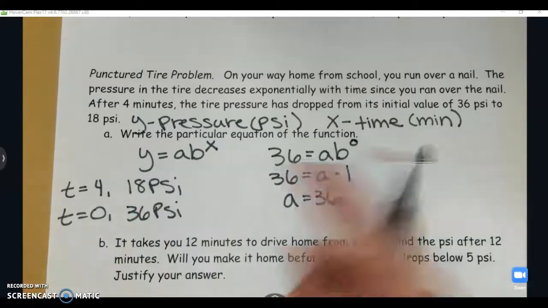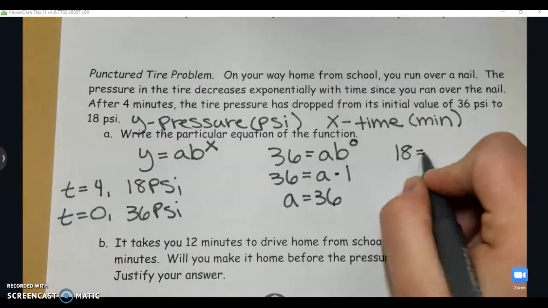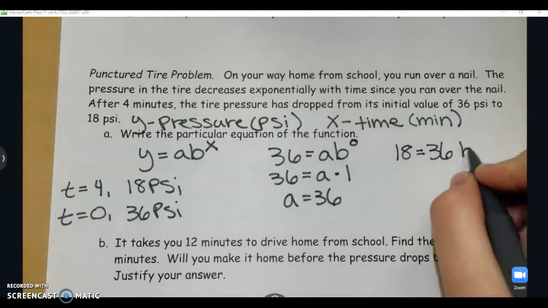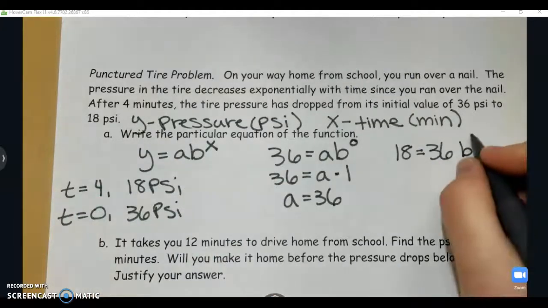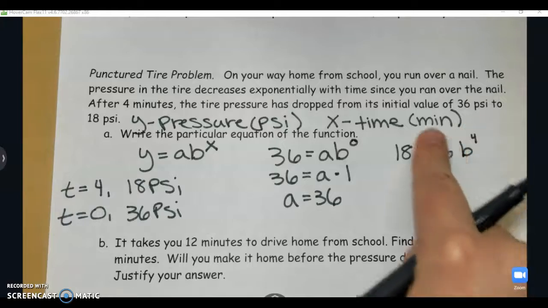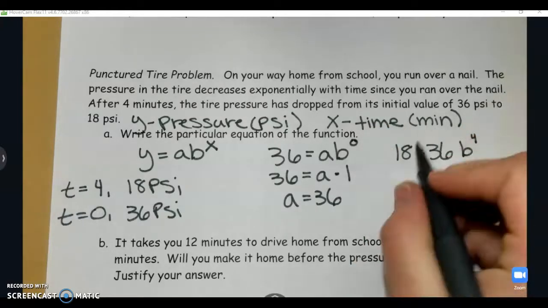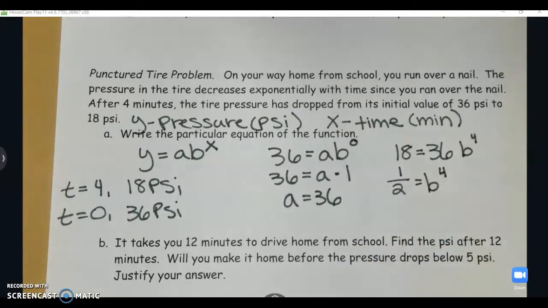So again, y is our psi, so 18 is going to be equal to 36, that we just found a was, times b to the x power. X is our time, and time is 4 minutes. So we now have the second equation that we're going to use to solve for b. So let's get b by itself, divide by 36, that's 1/2. So 1/2 is equal to b to the 4th power.